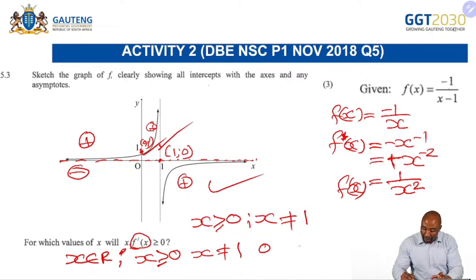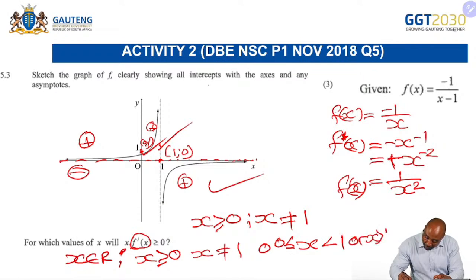So using the other notation, we can say our x, the first part, it's between 0 and 1, or our x is greater than 1. So that will be these different kinds of solutions that you can give to that question.